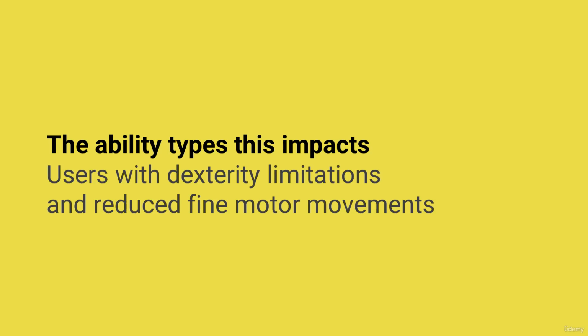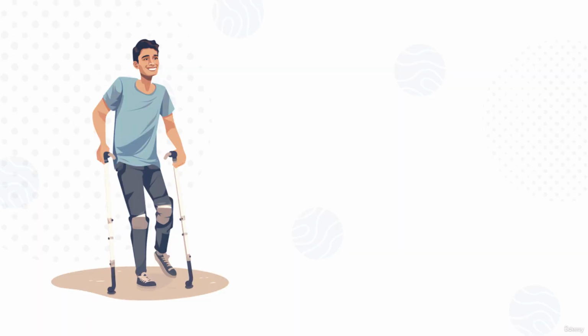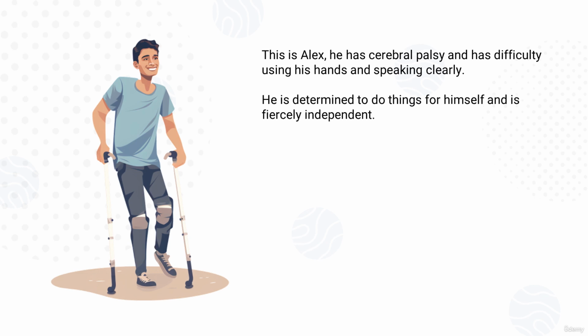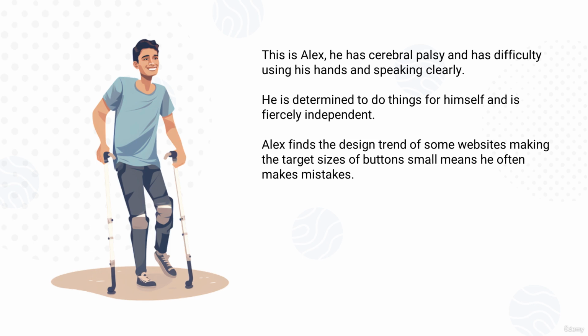So we know the problem the criterion attempts to solve, but what is the impact to a user? This is Alex. He has cerebral palsy and has difficulty using his hands and speaking clearly. He is determined to do things for himself and is fiercely independent, but finds the design trend of some websites with making the target sizes of buttons small means he often makes mistakes.